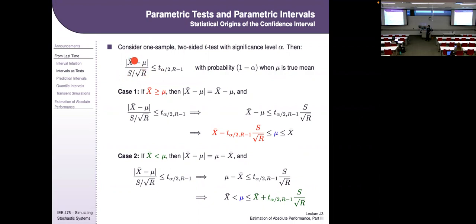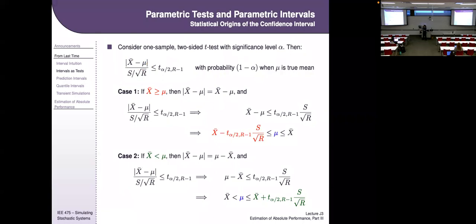We have a 1 sample t-test. So we've got a hypothetical mean. We've got our sample mean from data. We calculate this t statistic here. We compare it to a critical t value. And with that, we either reject mu or don't reject mu. And so we could say, well, is there another way I can represent the t-test?